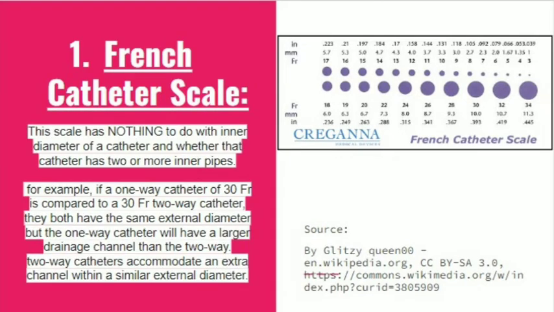Remember, this scale has nothing to do with the inner diameter of a catheter and whether that catheter has 2 or more inner pipes. For example, if we compare a one-way catheter and a two-way catheter, both are the same size, like 30 French gauge. The one-way catheter will have a greater draining channel, greater size of pipe, inner diameter, than the two-way catheter, because the two-way catheter has to accommodate 2 pipes inside it. But the outer diameter of both the pipes and our measurement will be 30 French gauge, that will be the same.